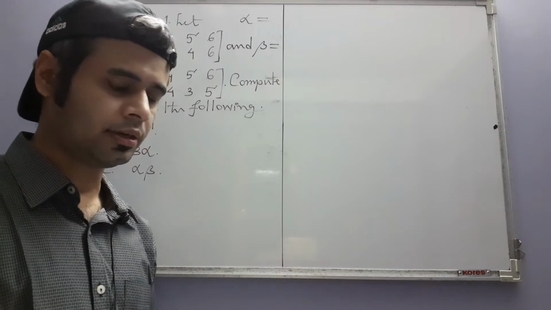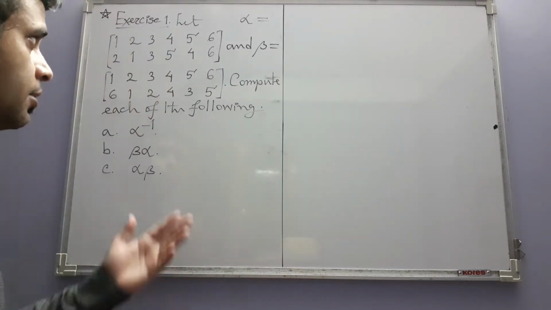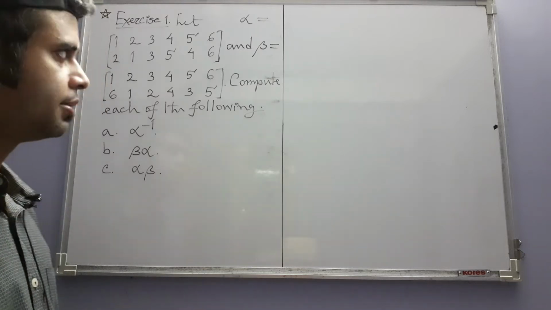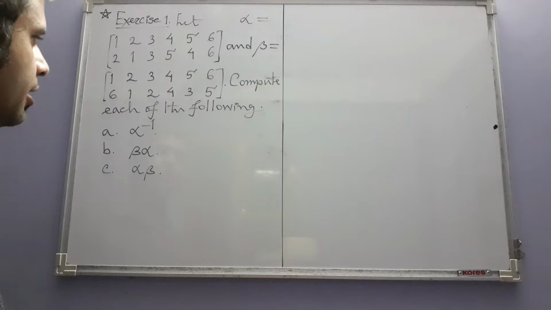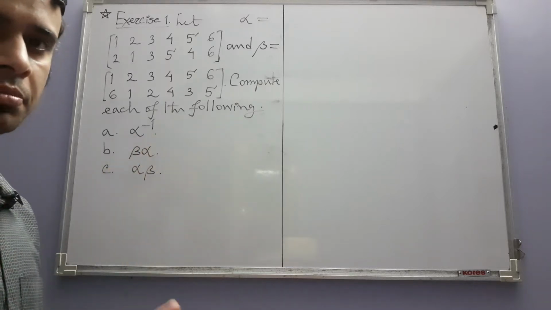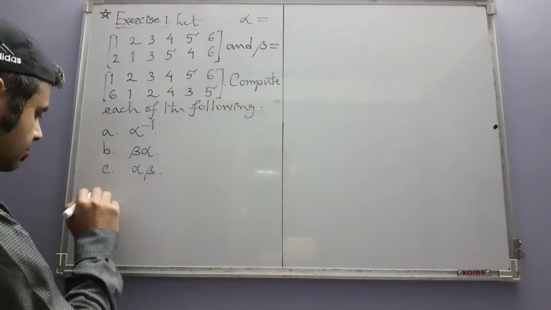This is the next chapter, permutation groups. So in this problem, we have two permutations given to us, alpha and beta. We have to compute these things: alpha inverse, beta alpha and alpha beta. So let us start.